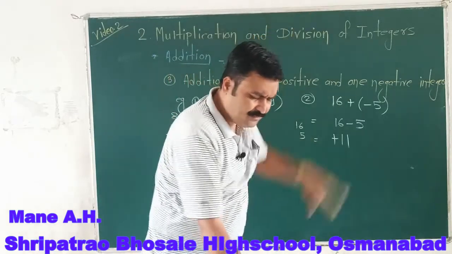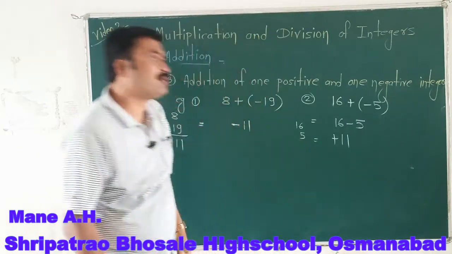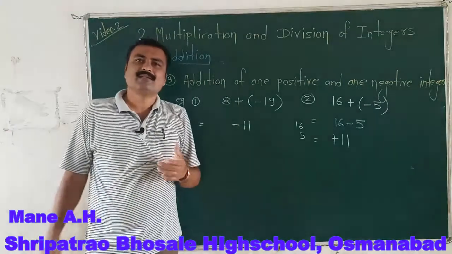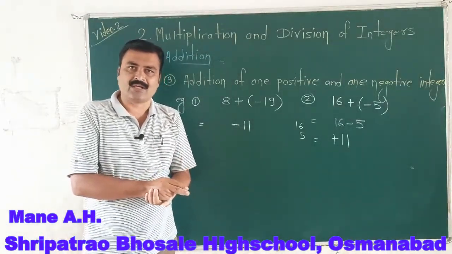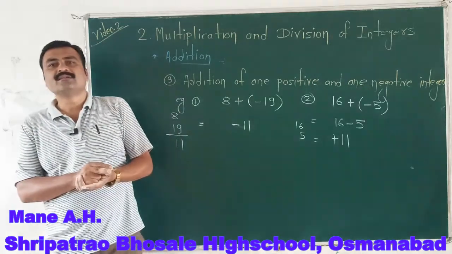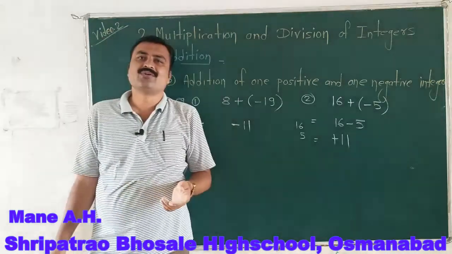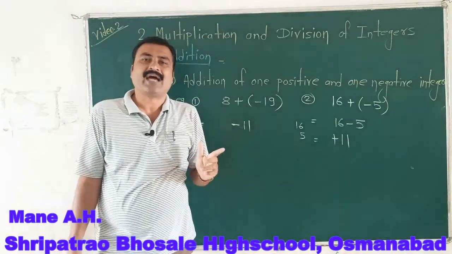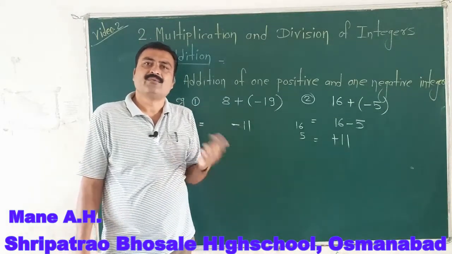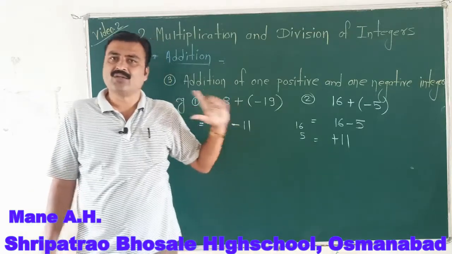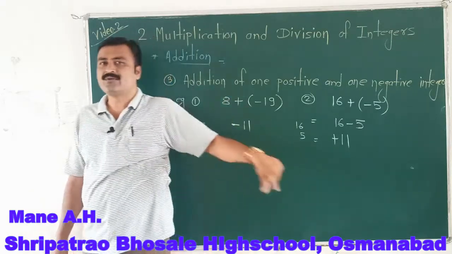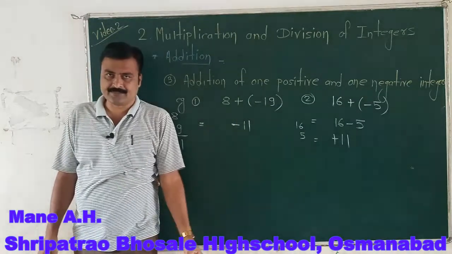Now from these two examples we have to learn that while making the addition of one positive and one negative integer, we have to take the difference of the magnitudes of those two integers, and then we have to decide which integer has more magnitude, and the sign of that integer we have to put down on the final answer.